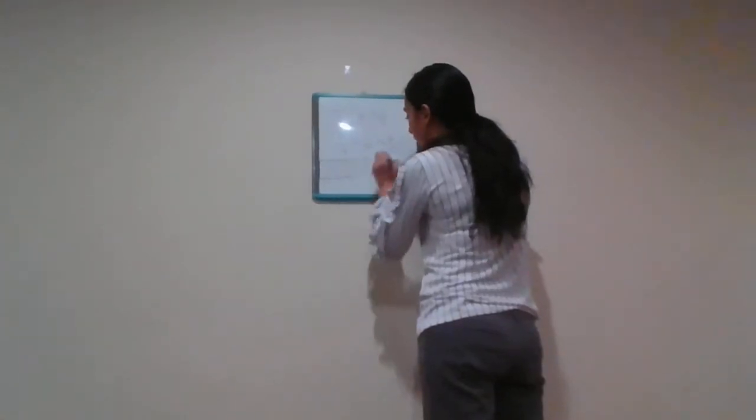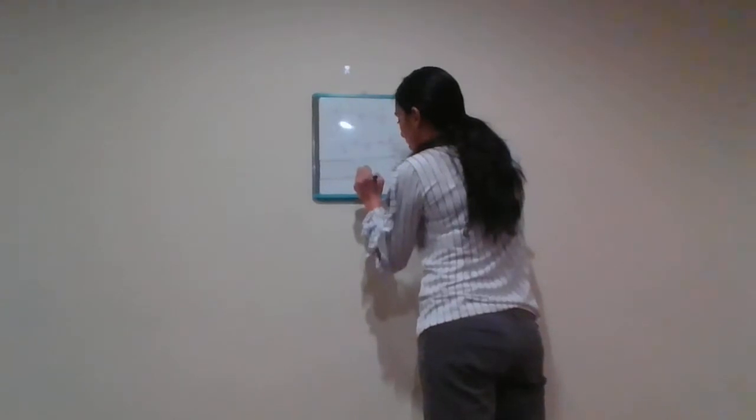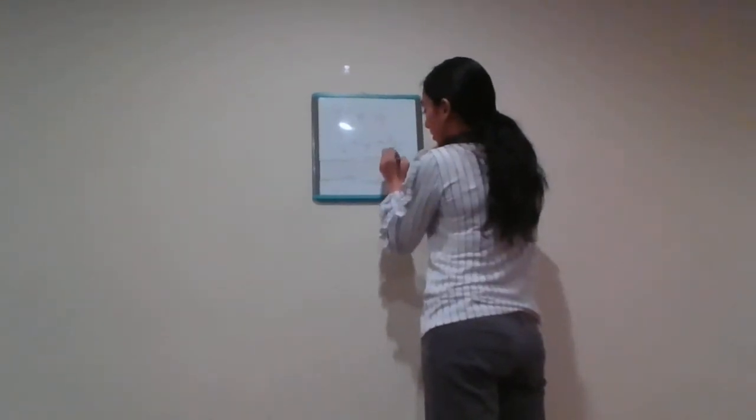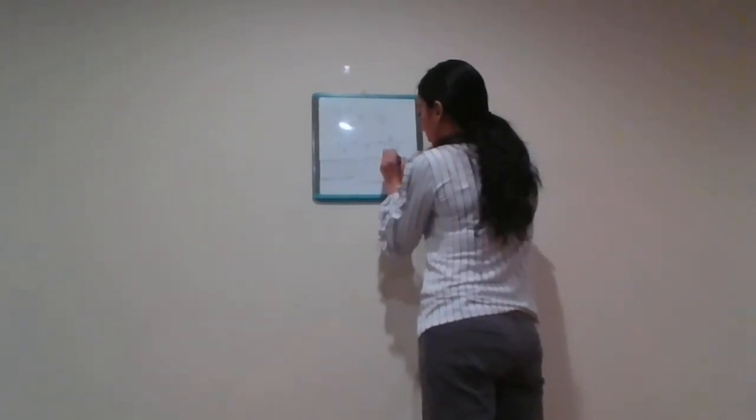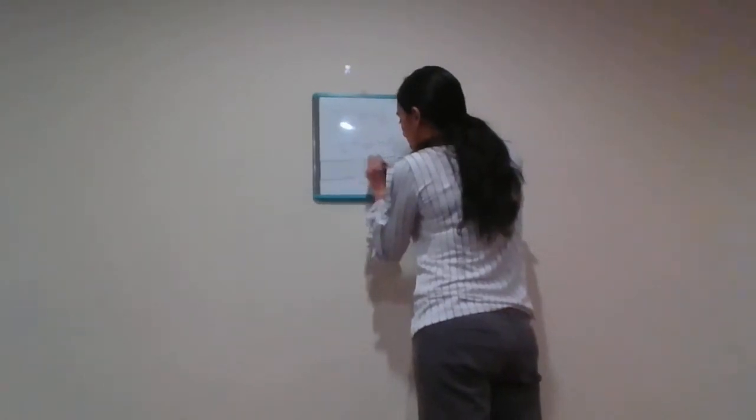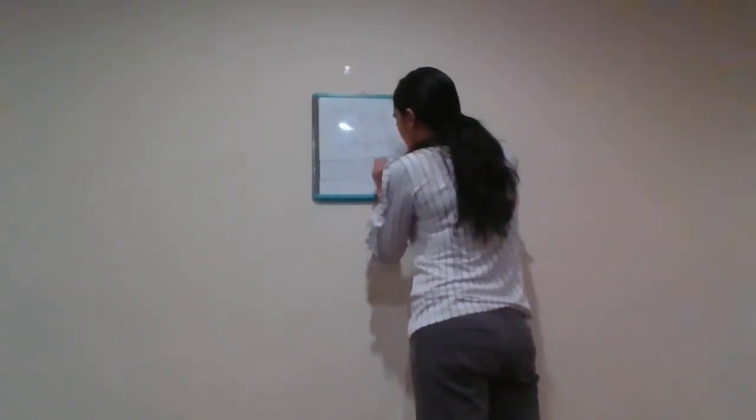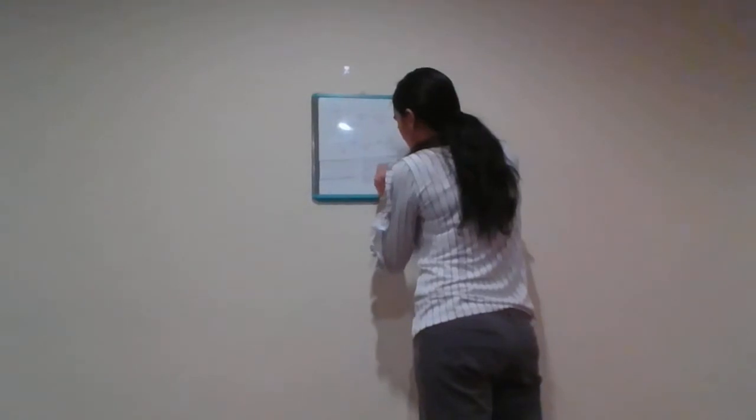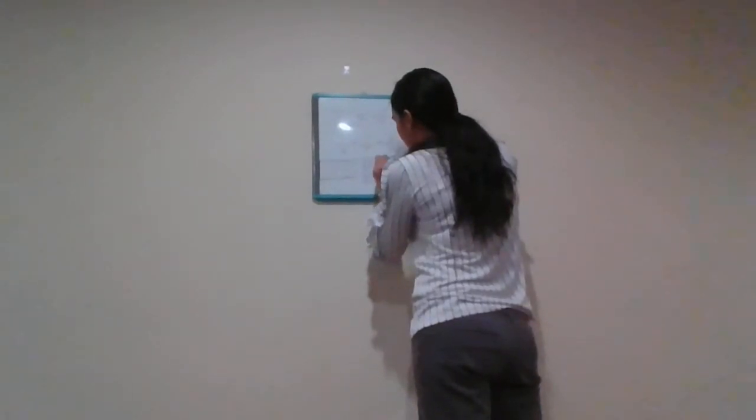And then we've got 9, so we're going to divide this horizontally into 9 parts. So 1, 2, 3, 4, 5, 6, 7, 8, 9.